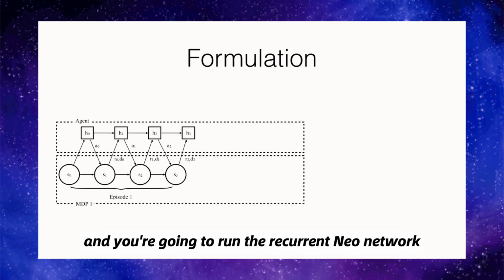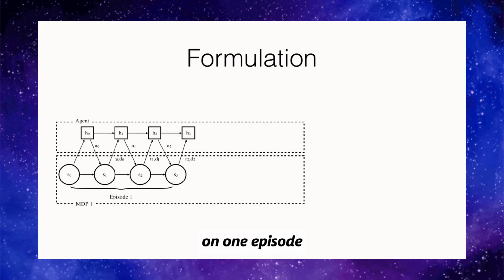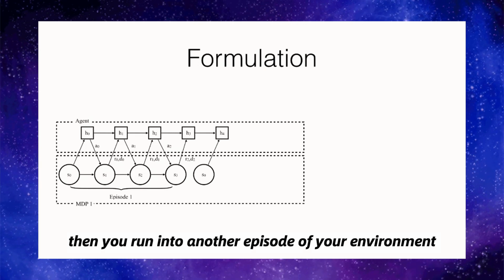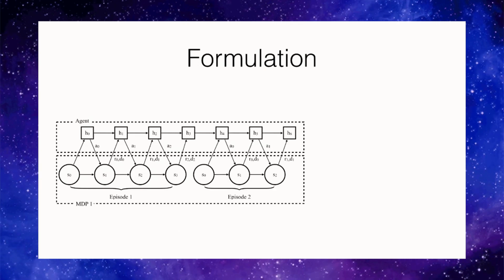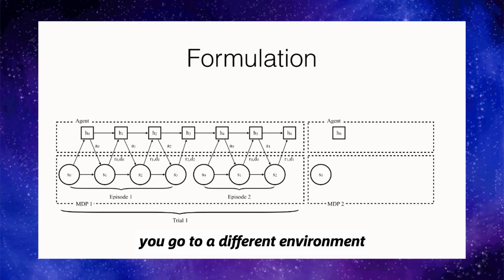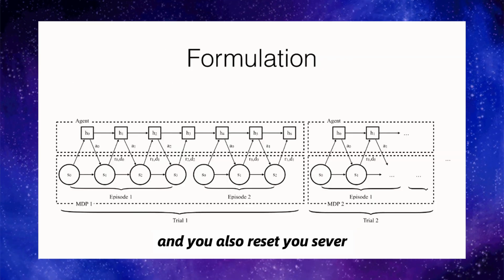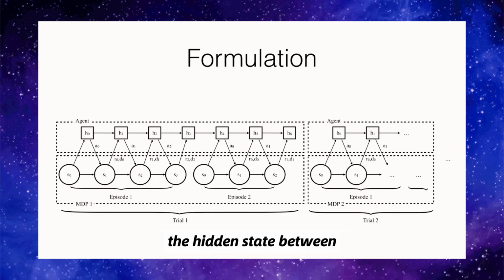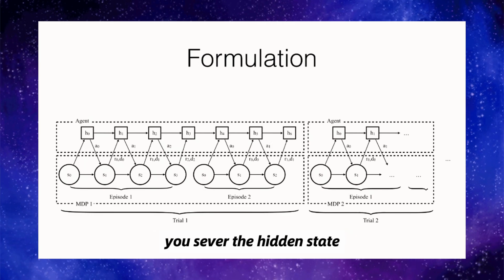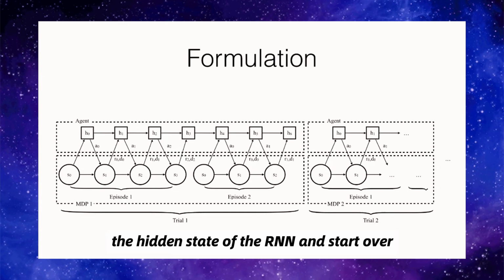And you're going to run the recurrent neural network on one episode of your environment. Then you'll run it on another episode of your environment. Then you replace the environment. You go to a different environment that you want to solve with the same RNN, and you also sever the hidden state. Between when you switch environment, you sever the hidden state of the RNN and start over.